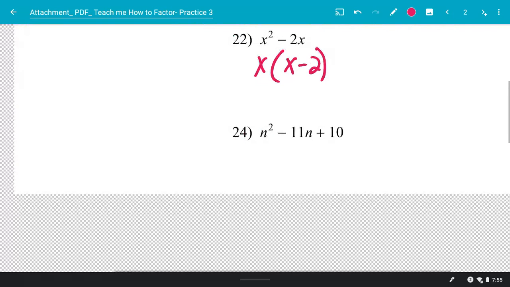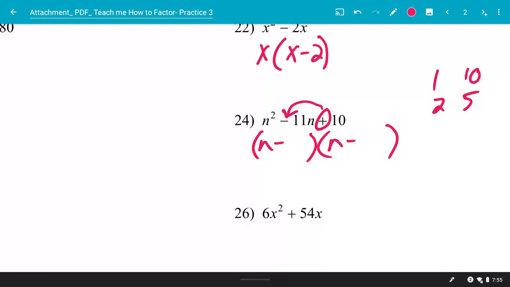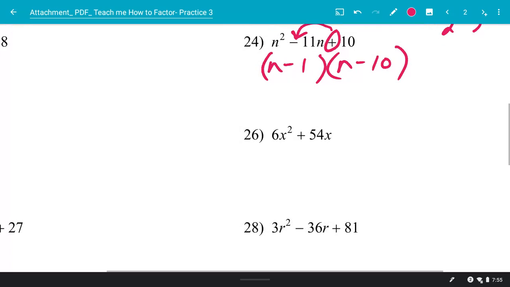Number 24, is there a GCF? No. Is there a leading coefficient? No. Split the signs. N. Signs are the same, both negative. 1 and 10, 2 and 5. Which of those come together to get me 11? 1 and a 10. Number 26 looks a little hinky, but it's okay. I can pull out a 6 and an x. So I'm left with x plus 9.